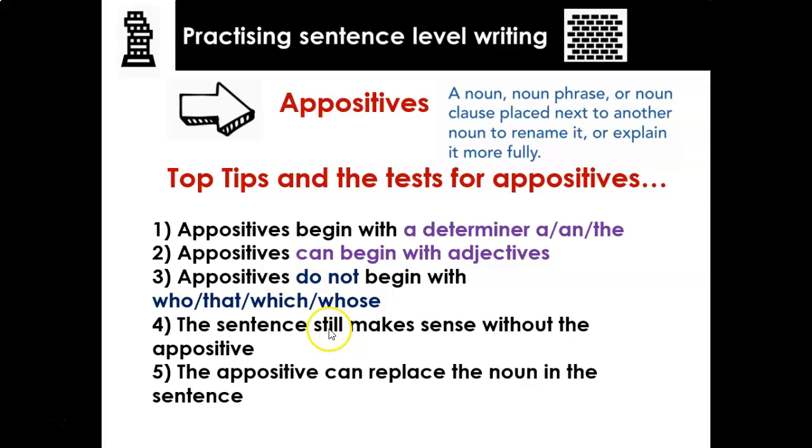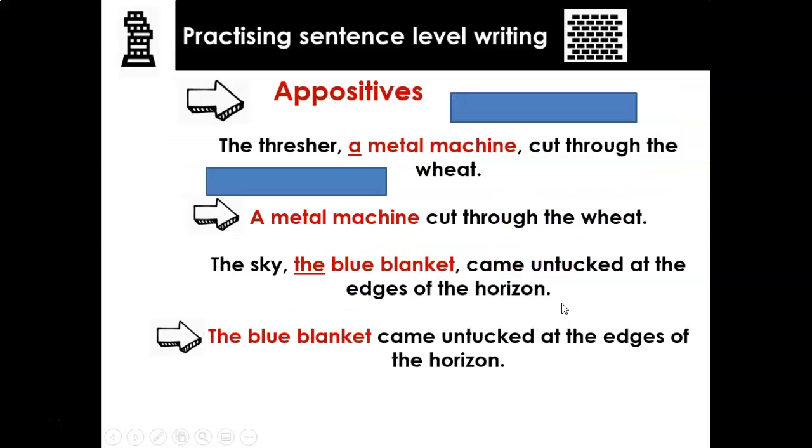So again, just to illustrate it with our example sentences. The thresher, there we go, a metal machine, cut through the wheat. So there's what we call the determiner. If we take away the thresher, a metal machine cut through the wheat, it still works. The sky, the blue blanket, came untucked at the edges of the horizon. Okay, so we've got tick, tick, tick. The blue blanket came untucked at the edges of the horizon.